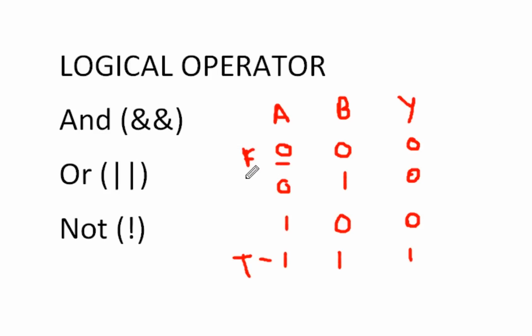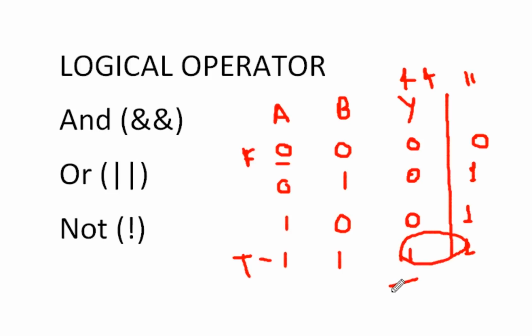And the reverse in the case of OR. This is for AND, and in the case of OR, if we have any true value, then the result will be true. So for the first case, if both values are 0, then our result will be 0, and if any value is 1, then our result will be 1. So here we have 1, also here we have 1, and in the last we have 1. It means if both conditions are true, then our result will be true in both AND and OR.